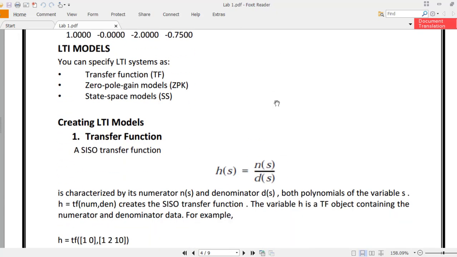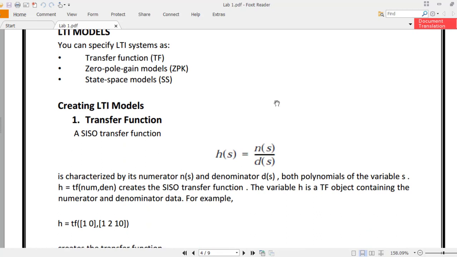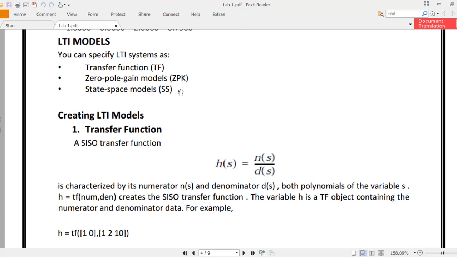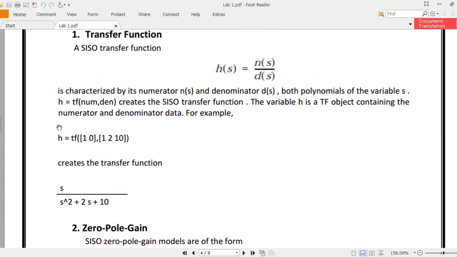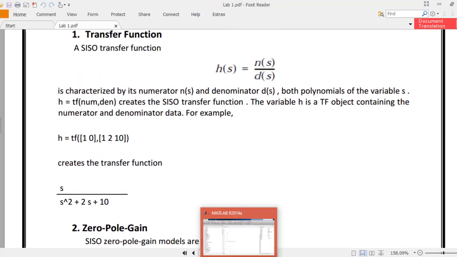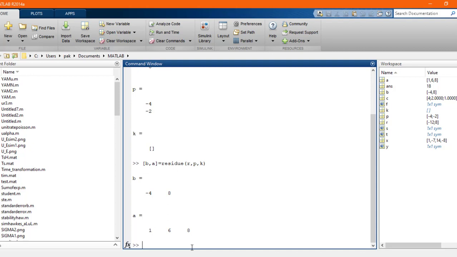Now let's talk about the LTI models. LTI models can be specified as a transfer function, a zero pole gain model ZPK, and state space models SS. So what's a transfer function? A SISO transfer function, single input single output transfer function, can be mentioned as a rational expression in the S domain, and you have an example over here. Let's implement it in MATLAB.